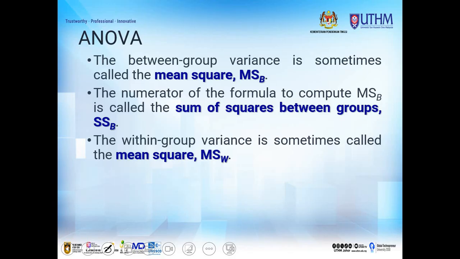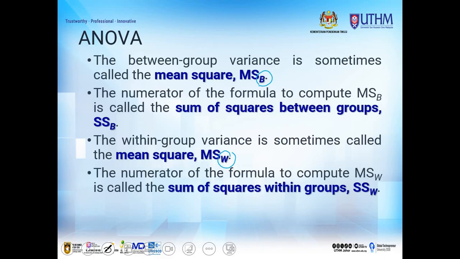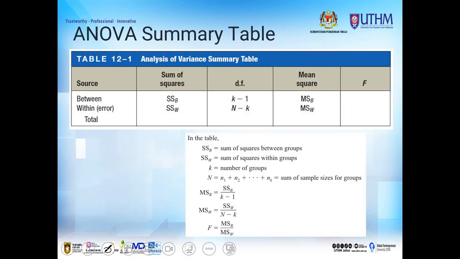So the within group variance will be MSW, and the numerator of the formula to compute MSW is called the sum of squares within the group, so SSW. So SSB and SSW here. This is what you need to fill in: sum of squares, degrees of freedom, mean square, and also the F-test value.